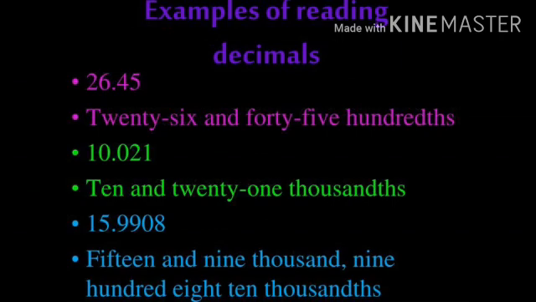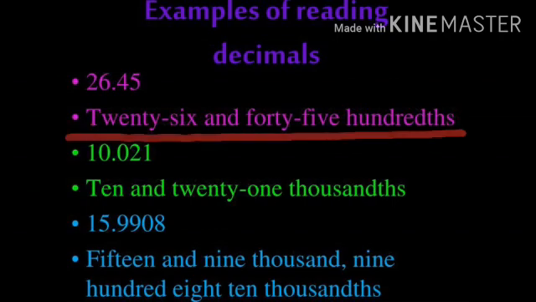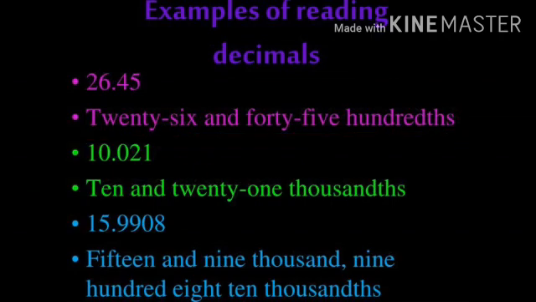Now look at another example. 26.45. It can be read as 26 and 45 hundredths. At the point we have to say 'and', and before the point the whole number, and after the point the digits will be read together. So before point, 26 will be read as 26 and after point, 45 will be read as 45 and the place value of 5 is hundredths. So in the last we will add hundredths.